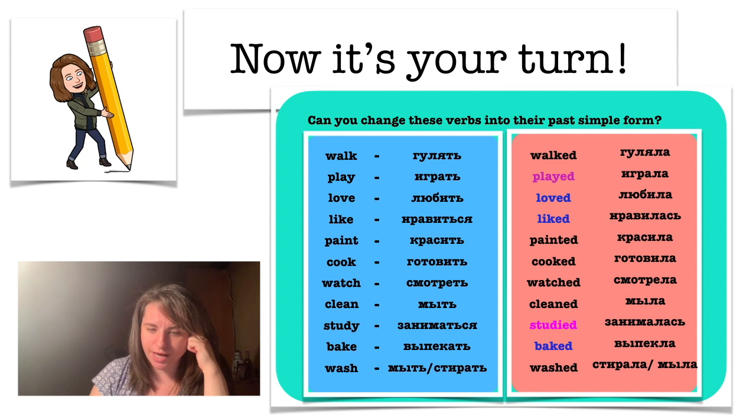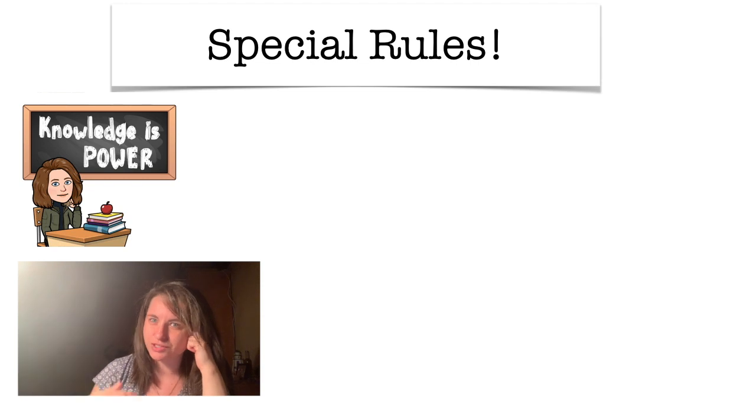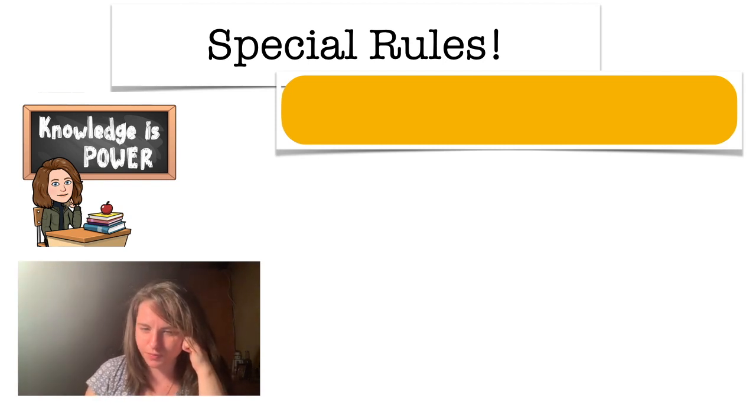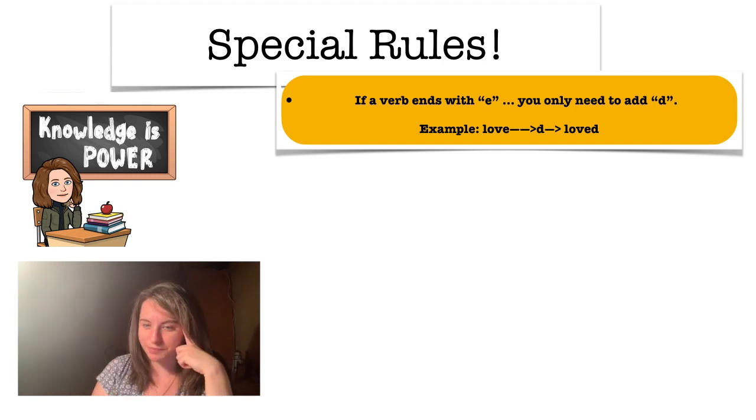But if we have a word that ends in Y, a verb, and a consonant, saglasna, comes before the Y, then we'd have to change it. We change it to I, then we add ED. Okay? Just keep this in mind. Okay, now just to reiterate, just to repeat a little bit, I got my special rules over here. Okay, so the special rules here, just to refresh, if a verb ends with E, you only add D.